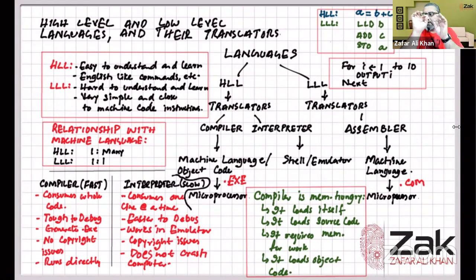Whereas the interpreter doesn't work that way. Interpreter is basically a virtual machine. What is a virtual machine? Virtual machine is the software form of hardware. So what basically happens is that the interpreter itself reads, converts and executes it.